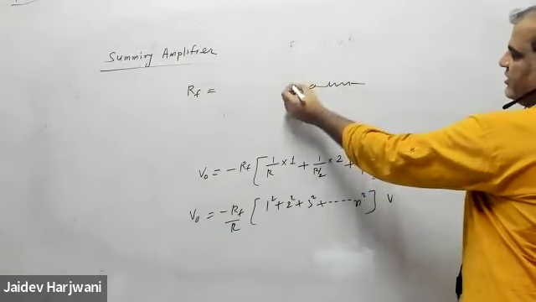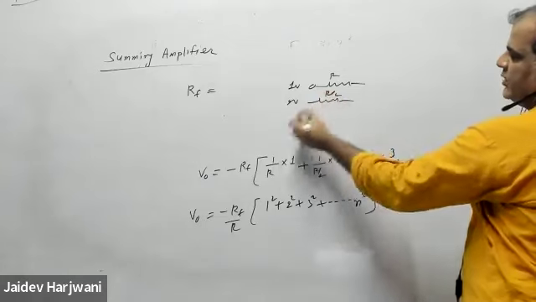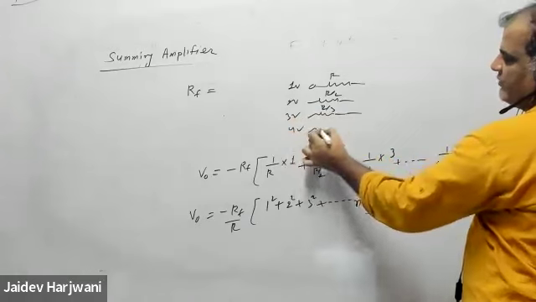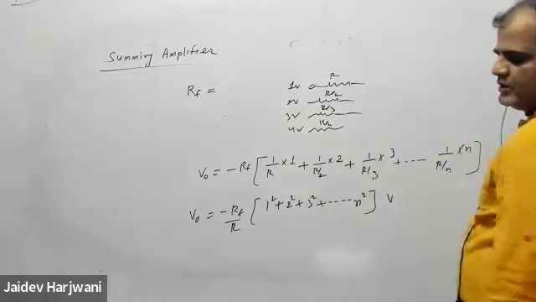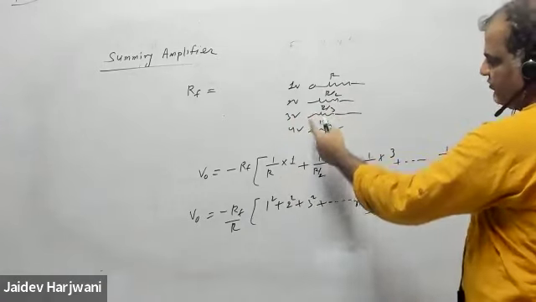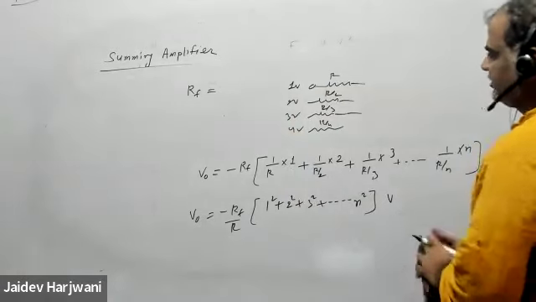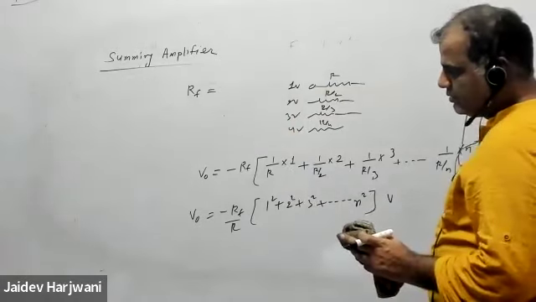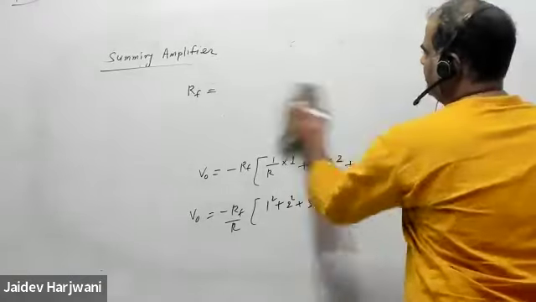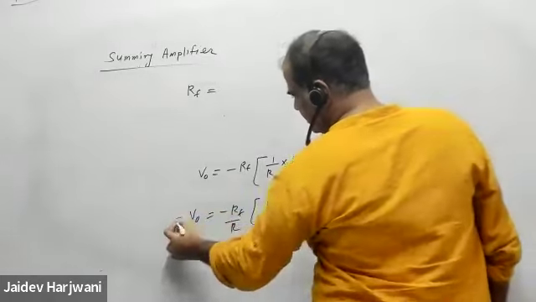This is 1 volt, so you have R. If you have 2 volt, you have R by 2. If you have 3 volt, you have R by 3. If you have 4 volt, you have R by 4. So RF by R1, this is the R1, R2, R3, R4 multiplied by V1, V2, V3. Are you getting the formula or not? Got it, sir. So now what is the value? Tell me. This is a -1 volt.